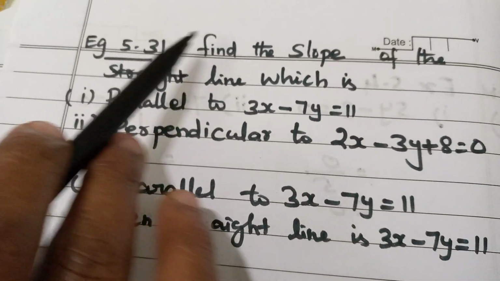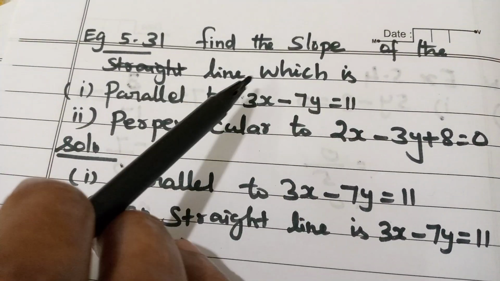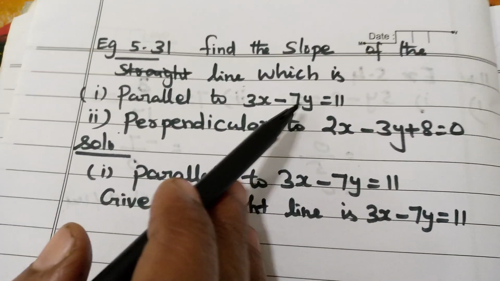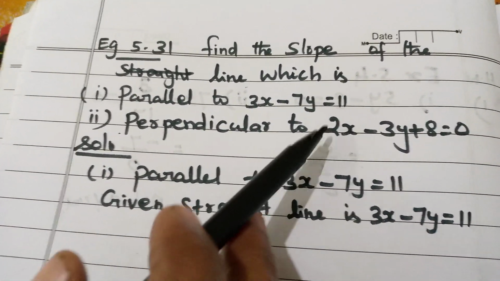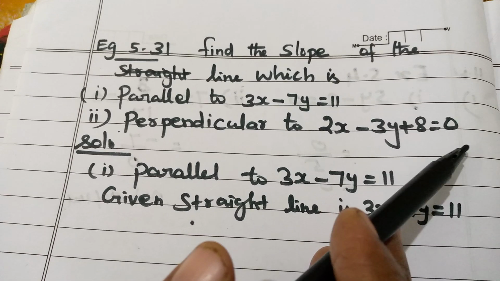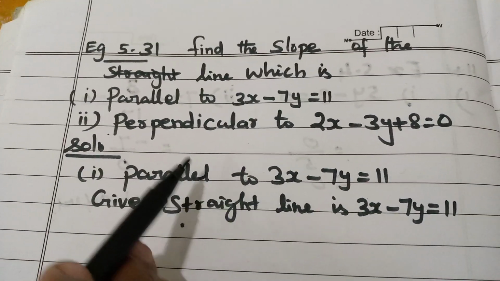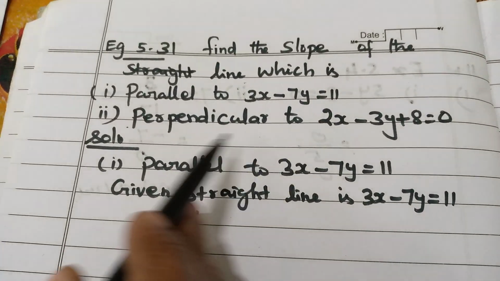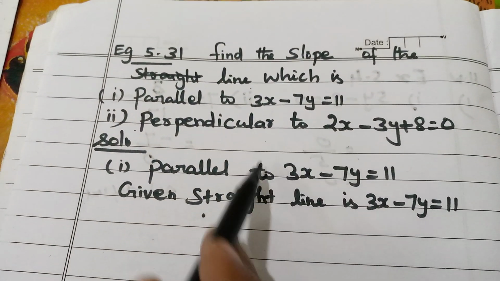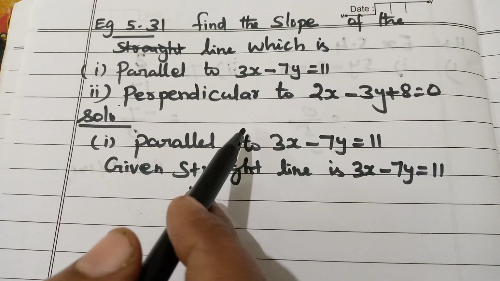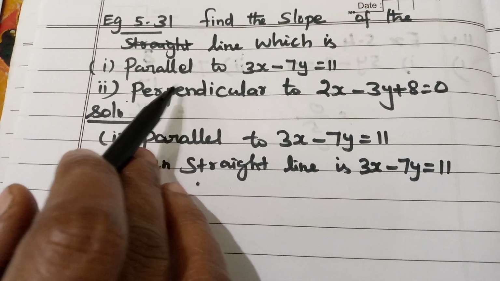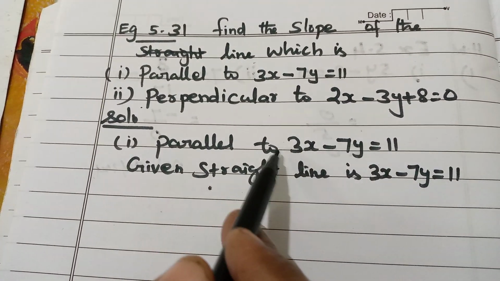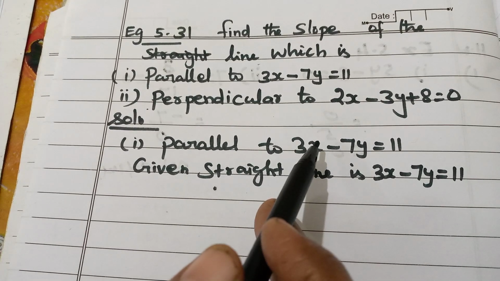So example 5.31 next. Find the slope of the line which is, two subdivisions. First one is parallel to 3x minus 7y equal to 11. Second one is perpendicular to 2x minus 3y plus 8 equal to 0. First one, parallel to 3x minus 7y equal to 11. We have to find the slope which is parallel to this line. That is the question. Did you understand the question? So first of all we have to find the slope of this given line. After that, the slope of the parallel line.